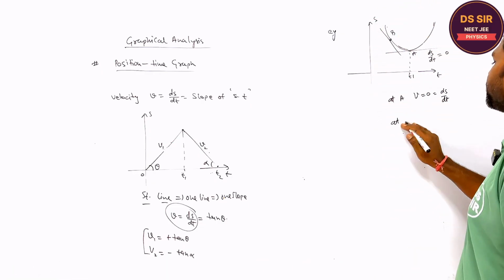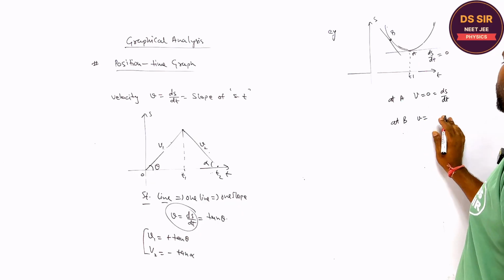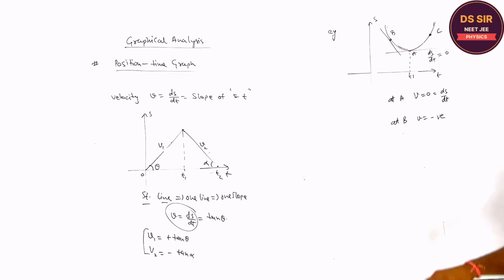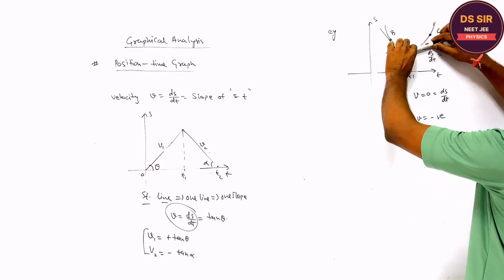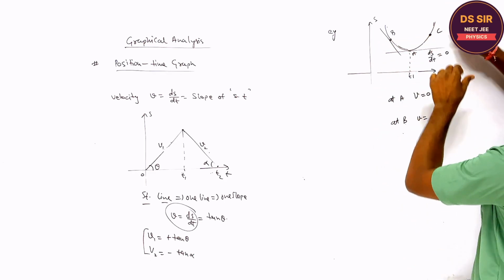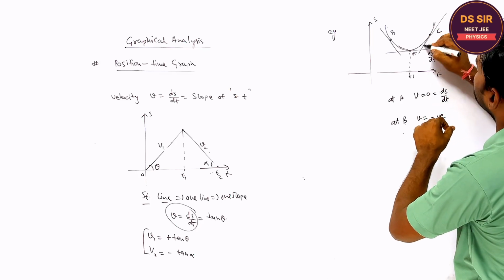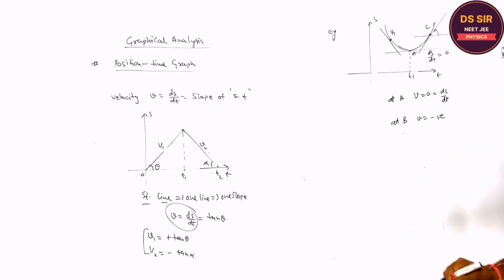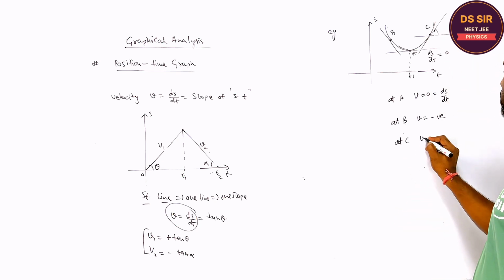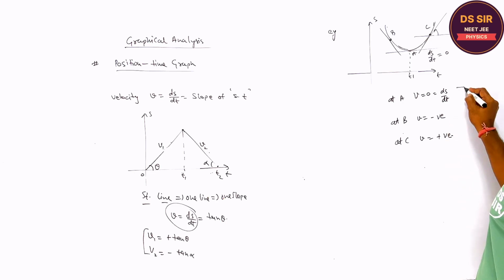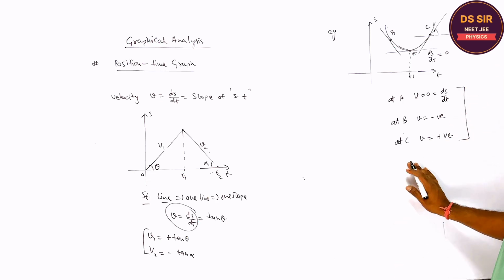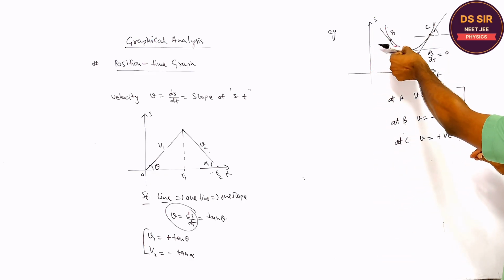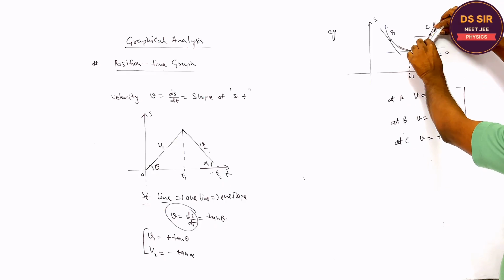So at point b, the velocity is negative. While if you consider point c over here, when it is moving right, the tangent over here, this angle is less than 90 degrees. So at point c the velocity is positive. Do you understand this concept or not? Before t1 the slope of the line is negative, then it becomes 0, then the slope becomes positive.